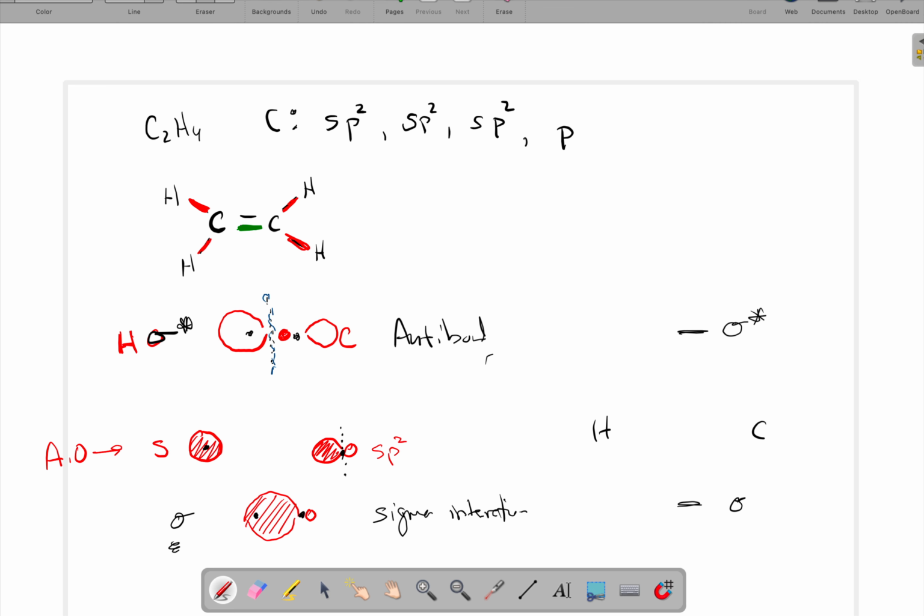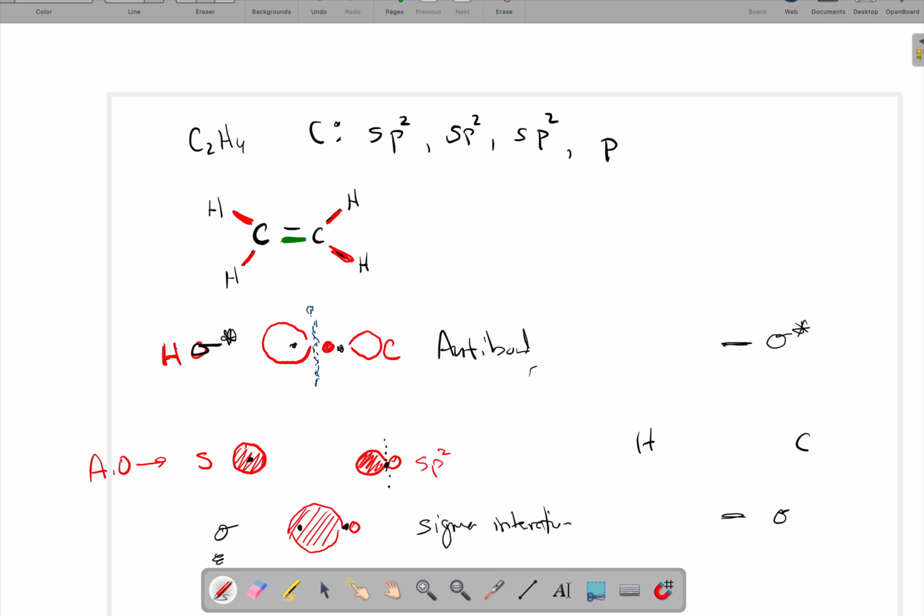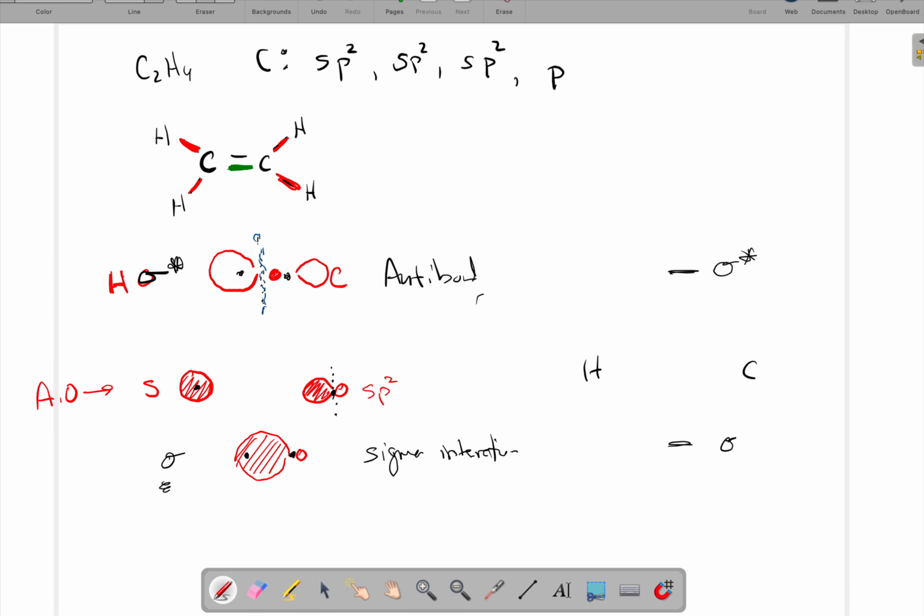Okay. That was just the carbons and hydrogens. What else do I have to worry about? The carbons. Okay, they're all there. So I want you, at your tables, to figure out what the carbon to carbon sigma bond is going to look like.